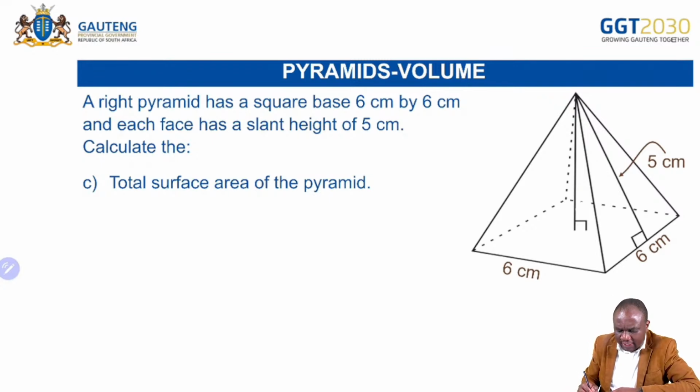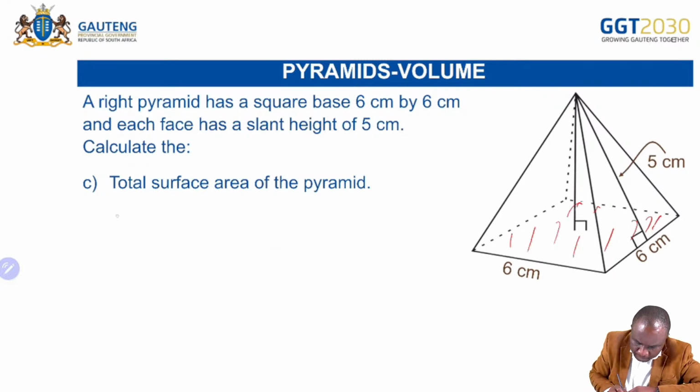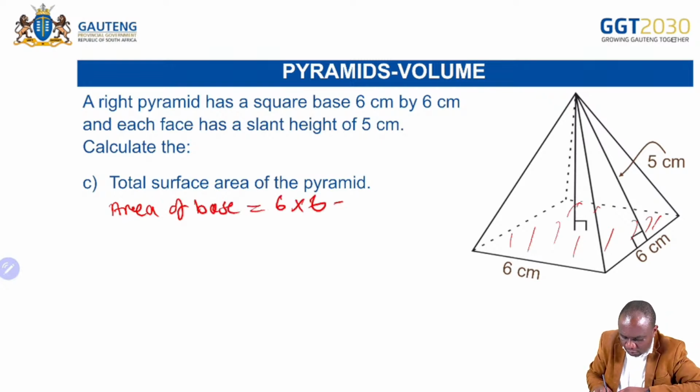All right, surface area now. We need to find the surface area of the base. What will be the surface area of the base? It is going to be 6 times 6. Let's start by saying area of base is equal to 6 times 6, which is 36 square centimeters, right?